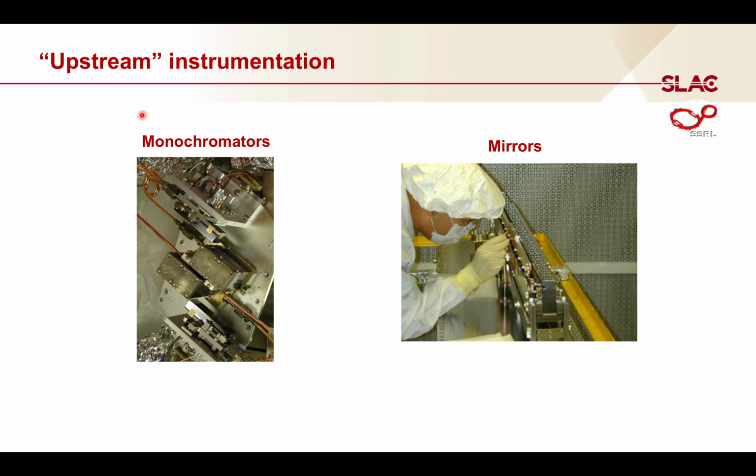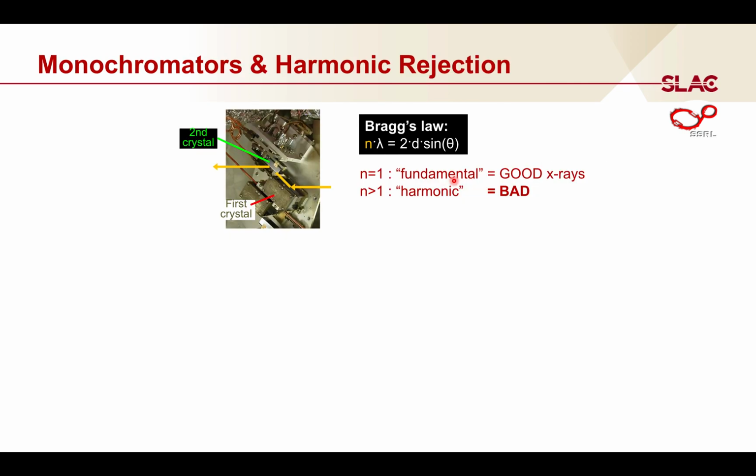Okay, so then going upstream of the hutch, there's a couple very important things to understand. The first is the X-ray monochromator. The other are X-ray mirrors, which are used to condition the beam. Okay, why do we need to use a monochromator?